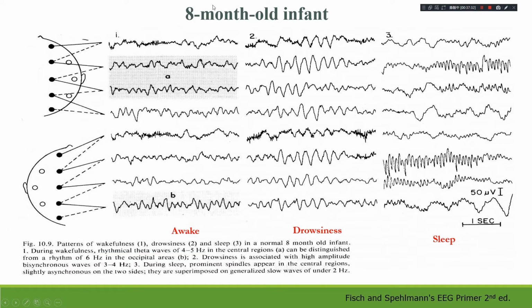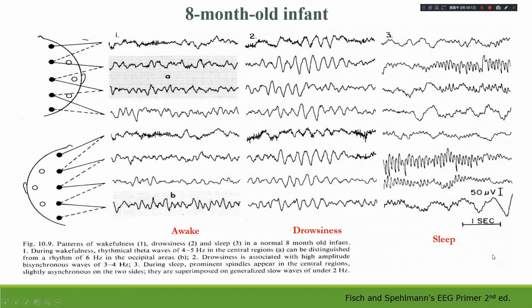For example, this is a month-old infant, and we can see the theta range when the baby is awake. Usually the theta range is in the middle or posterior head region, which is normal. When they are drowsy, it will show very prominent rhythmic theta activity, high voltage bisynchronous theta activity. And when they sleep before 2 years old, we will see some sleep spindles, asynchronous sleep spindles, which is also normal.